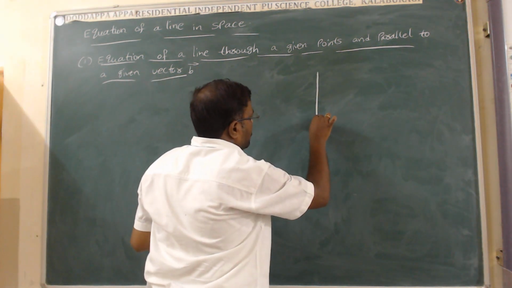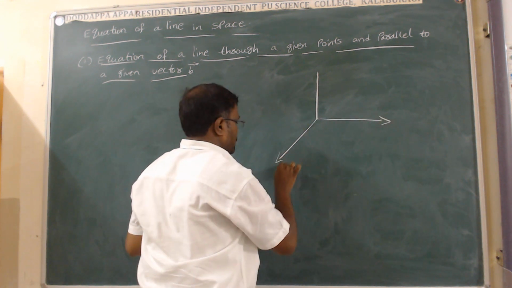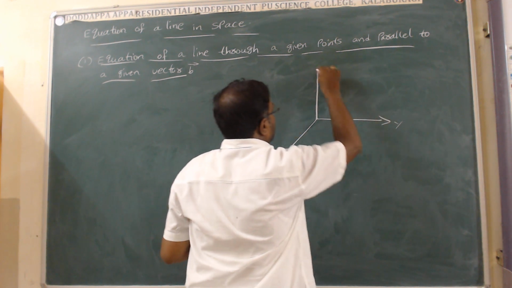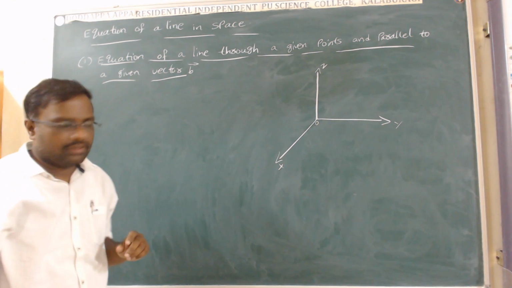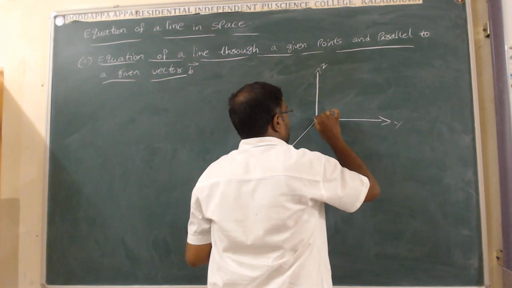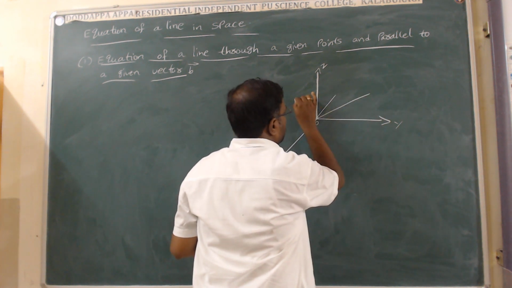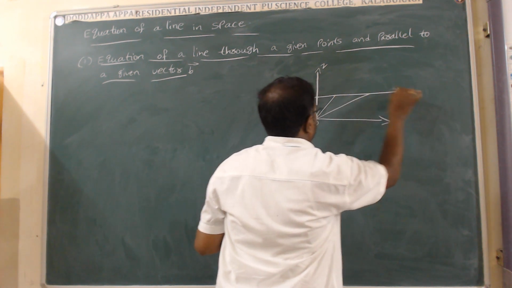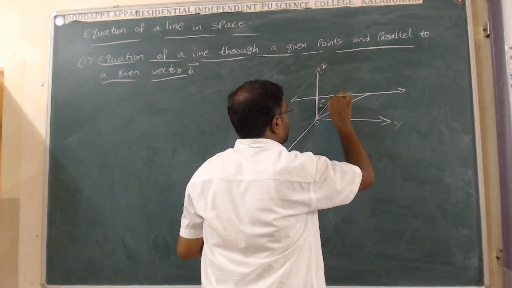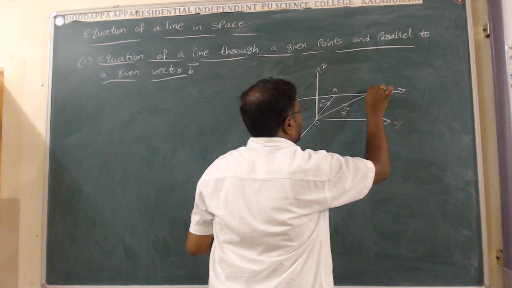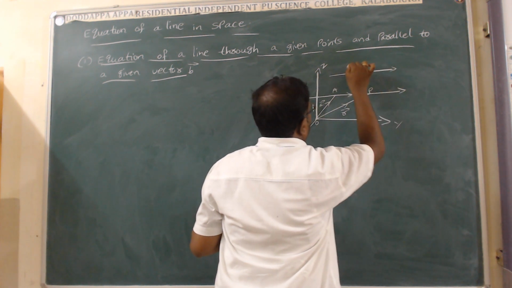First consider a 3D plane. This is the x axis, y axis and z axis. It is O. Next, the position vector, line L, vector A, vector R. This is A, P, and this is parallel to the line, vector B.